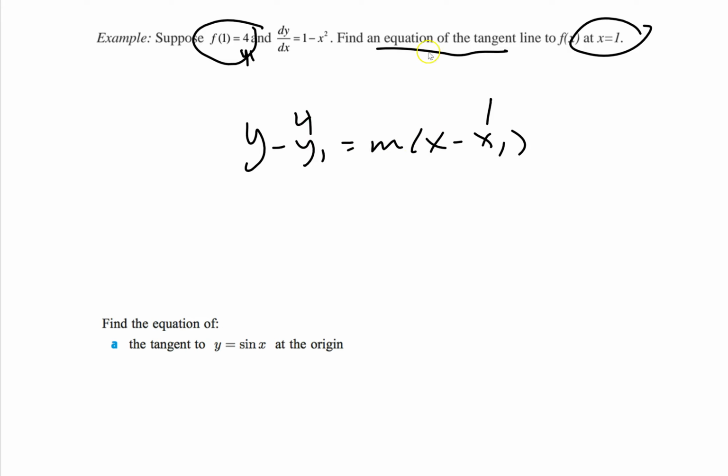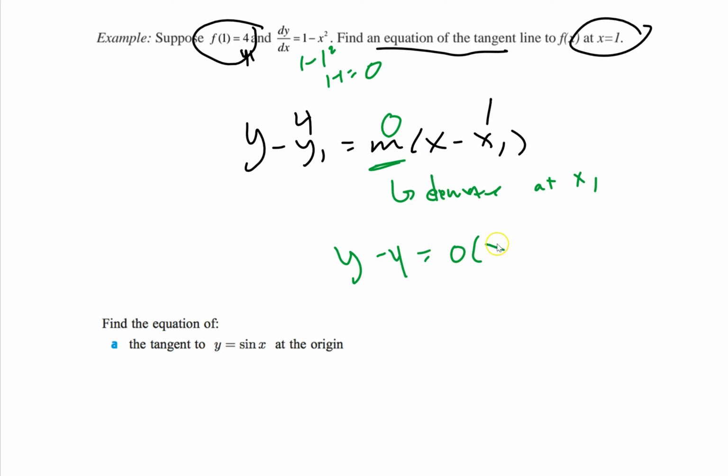Right? So all I got to find is my slope. Now remember what slope is? It's the derivative at x1. So it's not just, that's a derivative right there, right? That's the notation for derivative, but you don't just plug that in. It's at x1, so you gotta plug 1 in. So I plug in 1, I get 1 minus 1 squared, which is 1 minus 1, which is 0. So at 0, I get y minus 4 equals 0 times x minus 1.